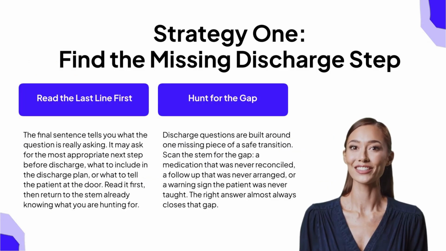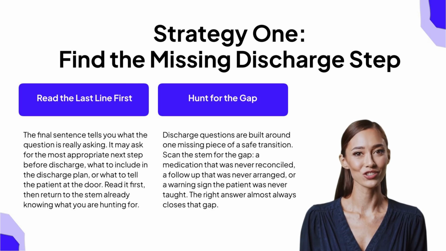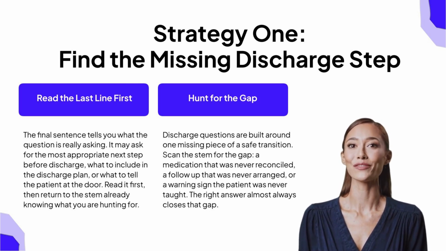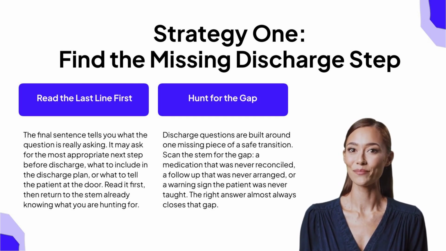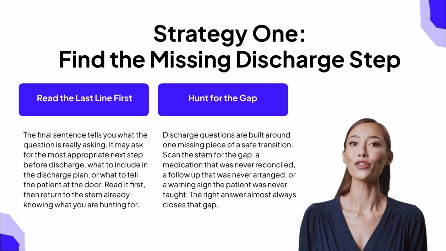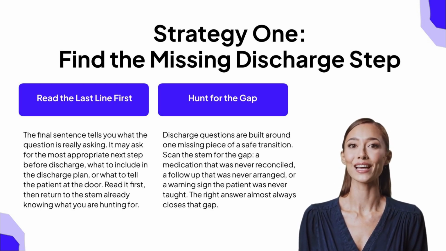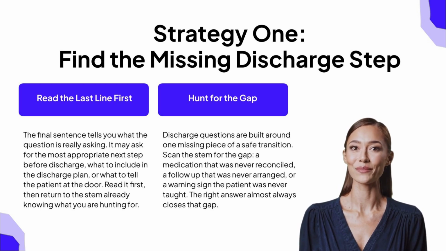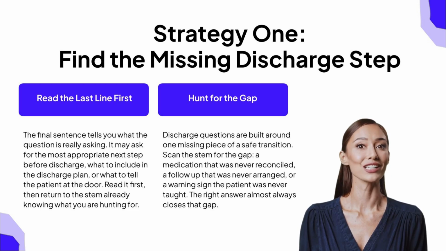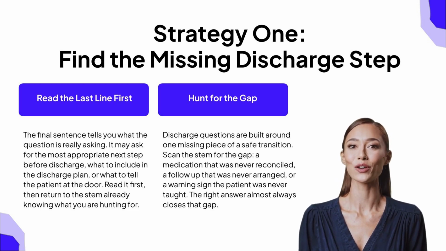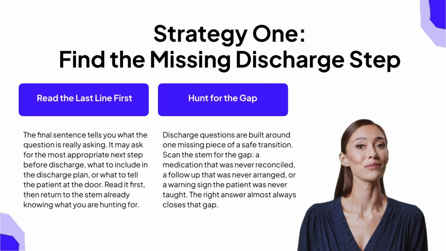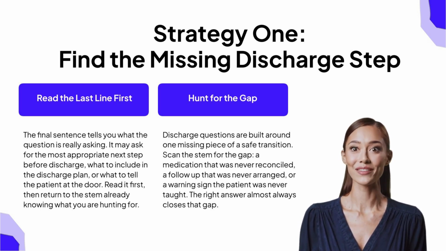Our first strategy is to find what is missing for a safe discharge. Read the last line of the stem first, because it tells you exactly what is being asked, whether that is the next step before discharge, what to include in the plan, or what to tell the patient at the door. Then go back into the stem and hunt for the unfinished step. Discharge questions are almost always built around one gap: a medication that was never reconciled, a follow-up that was never arranged, or a warning sign the patient was never taught. Find that gap, and you have usually found the answer.